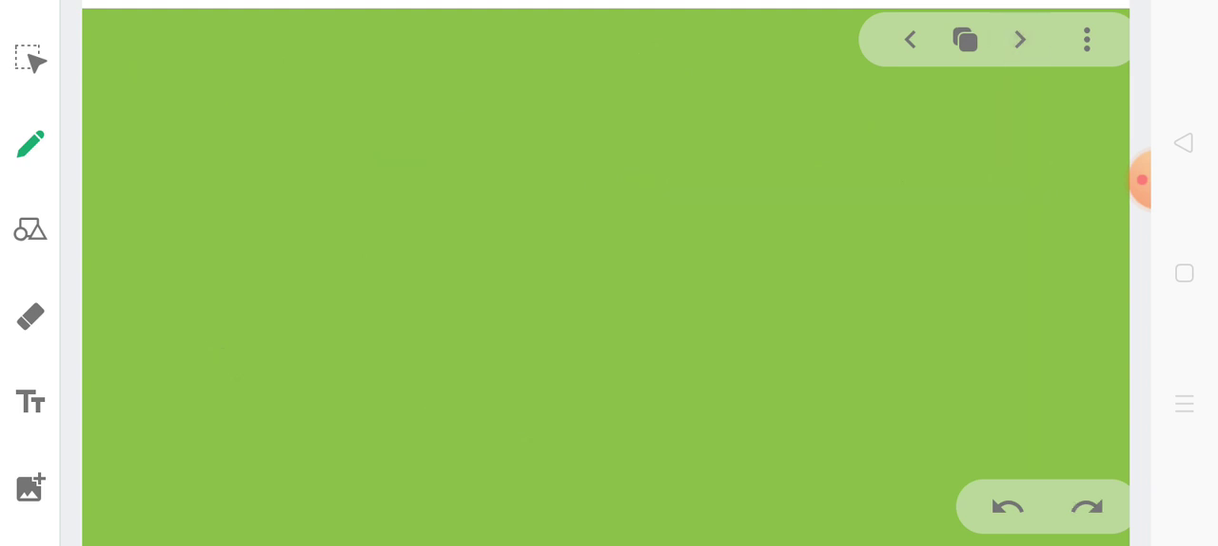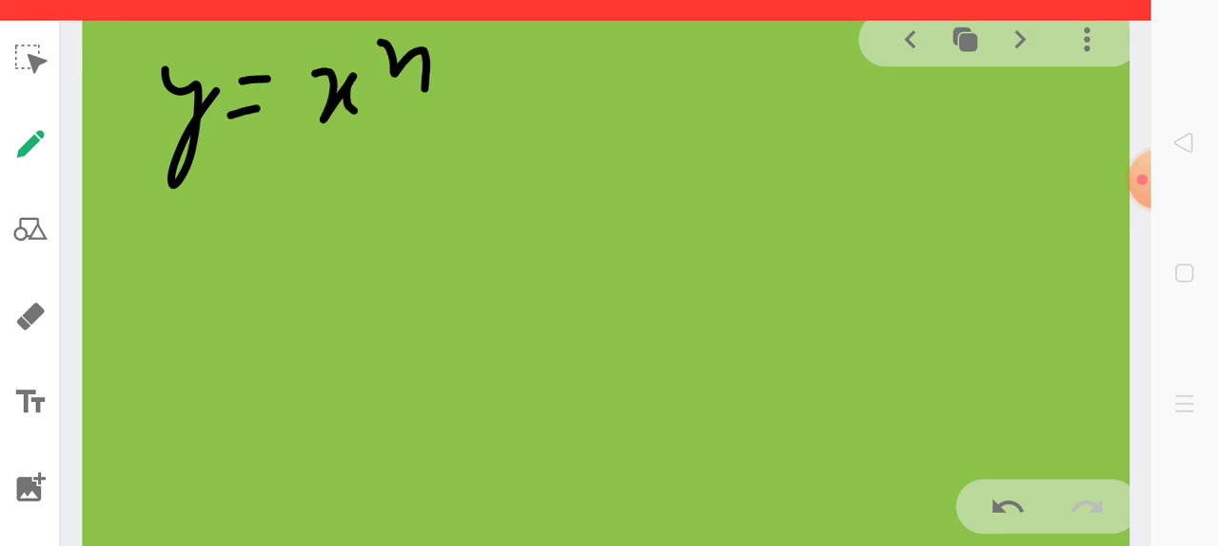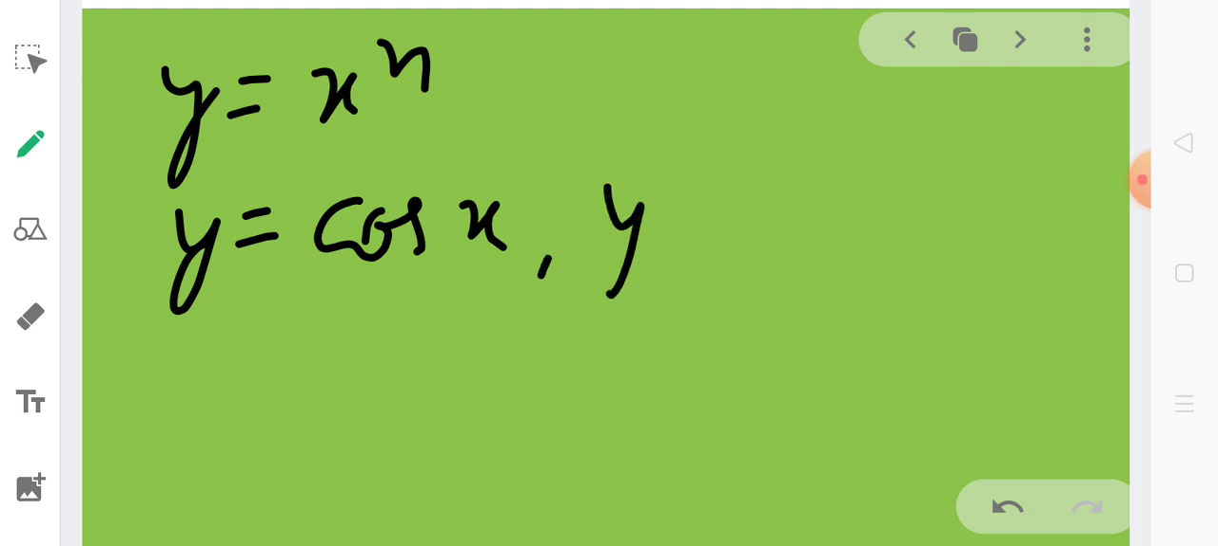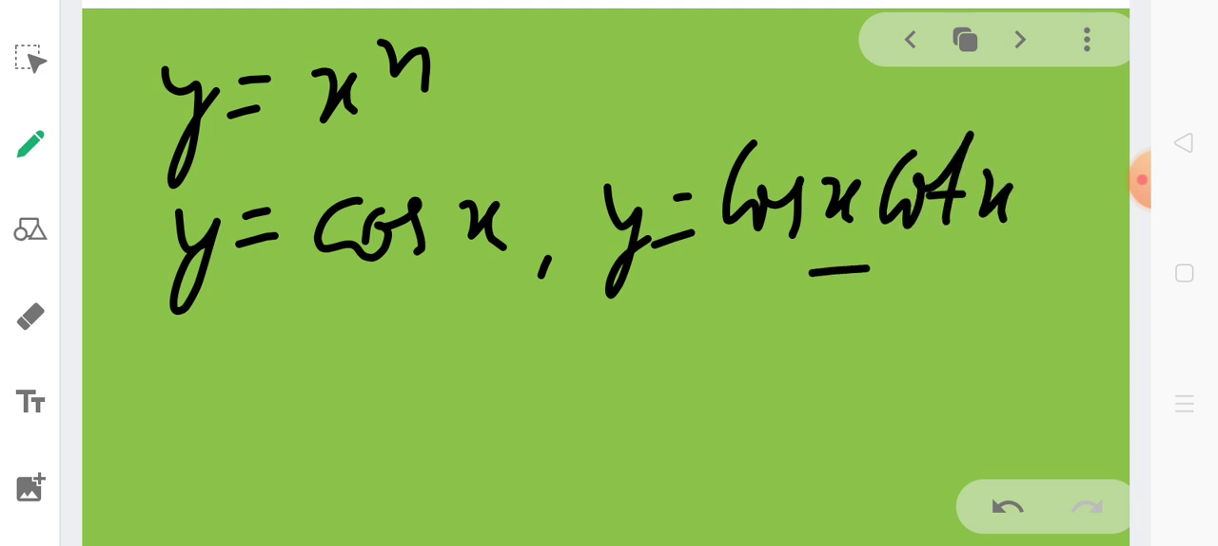So there are different types of functions. For example, if y = x^n, we call it a power function, where n is a constant real number. For n = 0, y will be equal to 1. Similarly, we can have a function like y = cos x, or say sin x. In this case, the function will be called a trigonometric function. For example, you can have y = cos x cot x + cos² x. So this is also a trigonometric function.